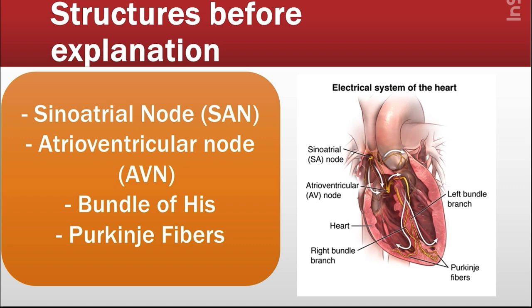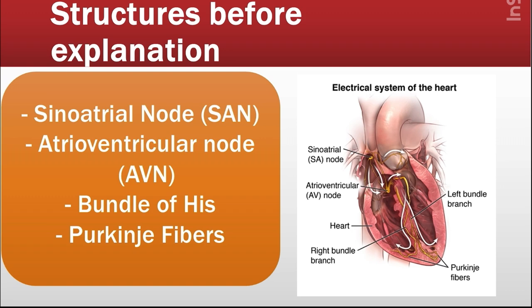Now this impulse reaches the AVN, the atrioventricular node, which then introduces a delay, which allows time for the ventricles to fill with blood from the atria before they have to contract. So they relax, fill up with blood, and then contract to pump the blood out. That delay allows them to fill with blood.